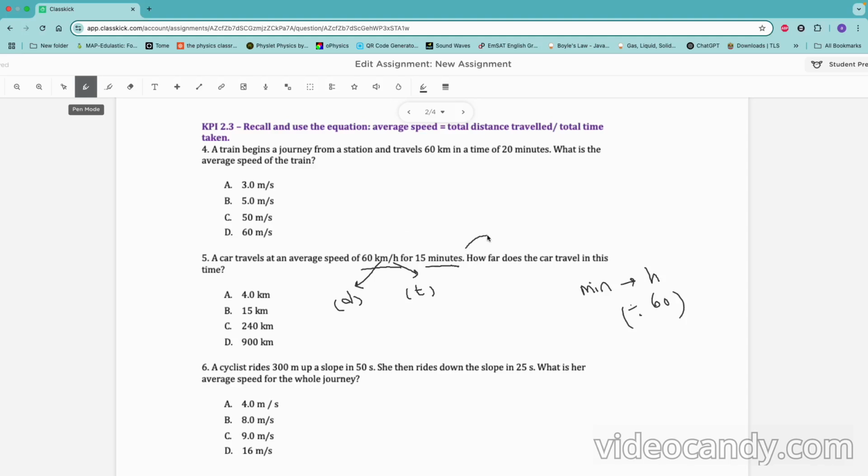And the question asks how far the car travels in this time, which means we need to calculate distance. Using our formula, speed is distance over time. If we need to calculate distance, you're going to multiply speed times time. Our speed is 60. Our time is 15, but without conversion. Now you need to convert, so you divide it over 60 by using a calculator or without. It's simple math, so it gives 15 kilometers.